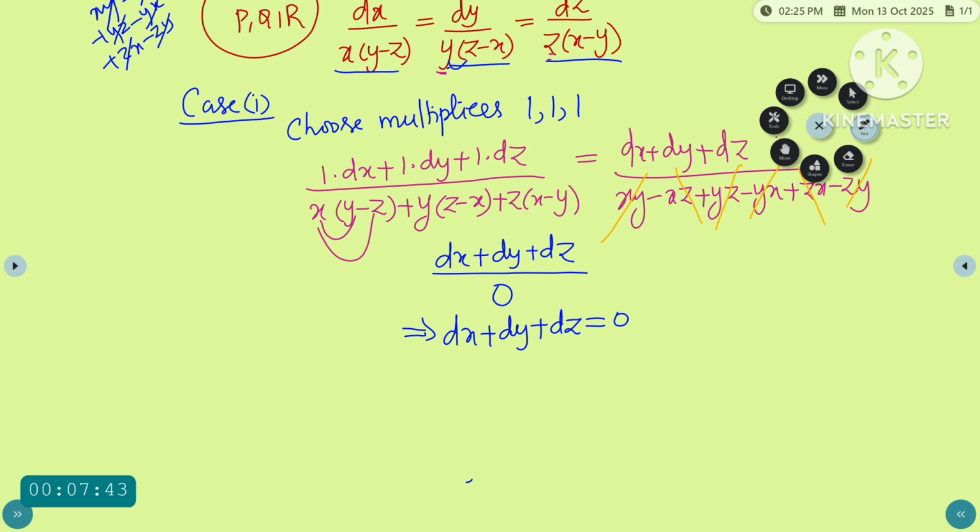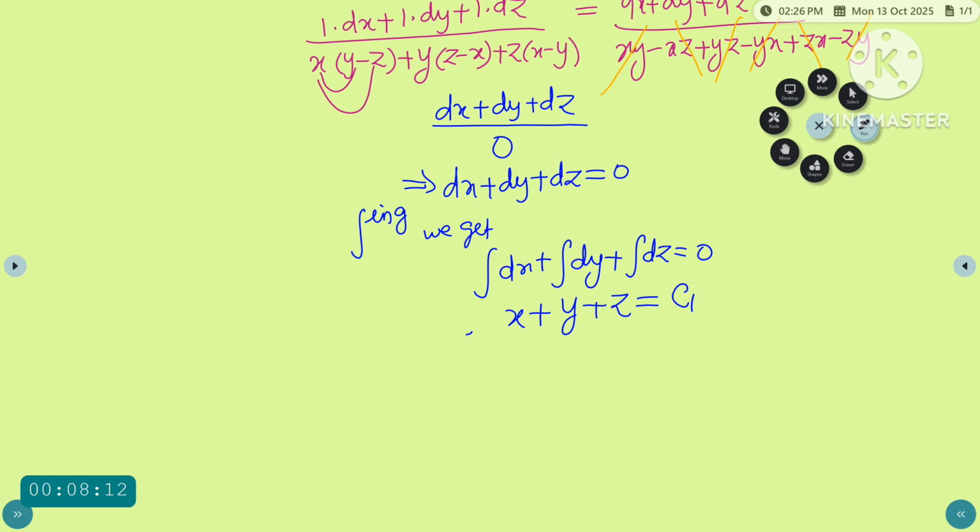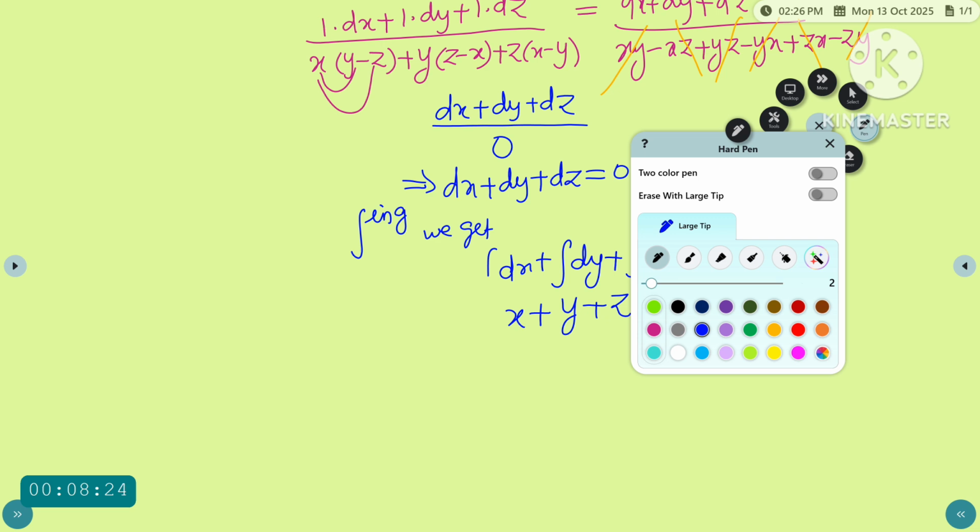Now we need the solution. So to integrate this differential equation, how can we integrate? Integral dx plus integral dy plus integral dz equal to 0, term wise integration. So integral dx is x, integral dy is y, and integral dz is z. When we are integrating the indefinite integral, we have to add an integrating constant, that is c1. After considering case 1, the first solution, the c1 answer is considered as u. This is our first solution for case 1.